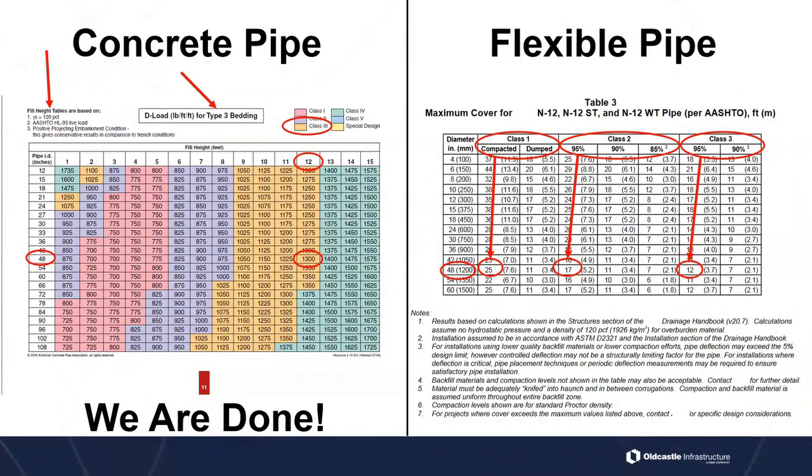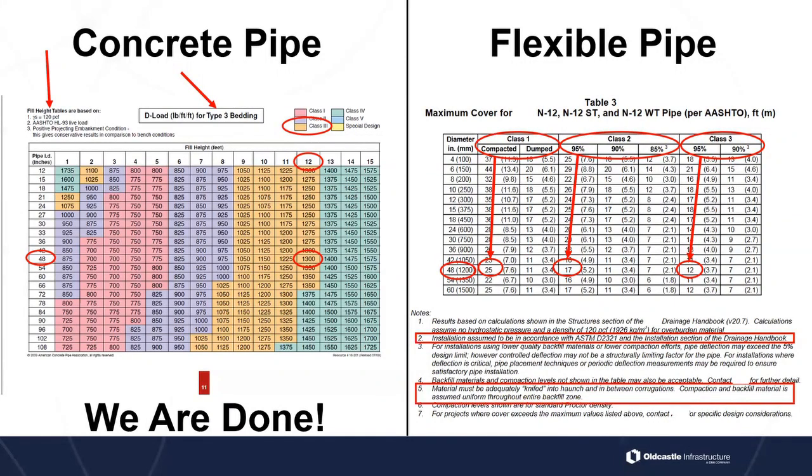But wait, there's more. Let's look at a couple of these things here. First of all, their notes are somewhat telling here. We got to look at this. It says installation is assumed to be in accordance with ASTM D2321 and the installation section of the drainage handbook. Okay. Another one is this. This one's always interesting to me. Material must be adequately knifed into the haunch and in between corrugations.